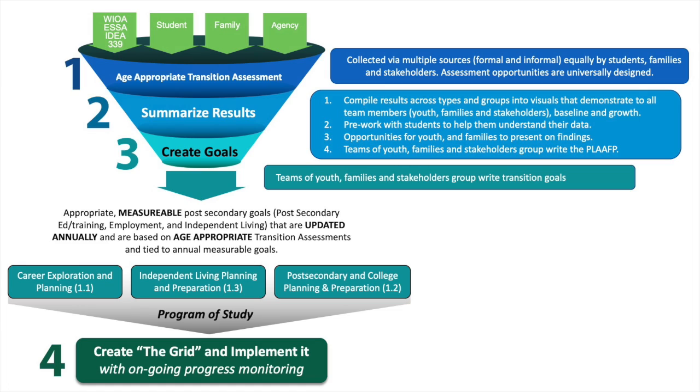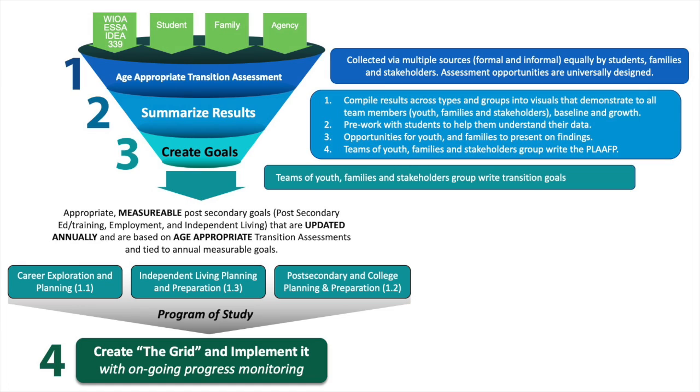These assessments should be both formal and informal, and include data that's collected equally from multiple sources, including students, families, and stakeholders. In addition, all assessment opportunities should be universally designed. We'll talk a lot more about this later on in the video. When summarizing results into the present level of academic and functional performance, we should compile results across types and groups into visuals that demonstrate to all team members, so youth, families, and stakeholders, baseline but also growth over time.